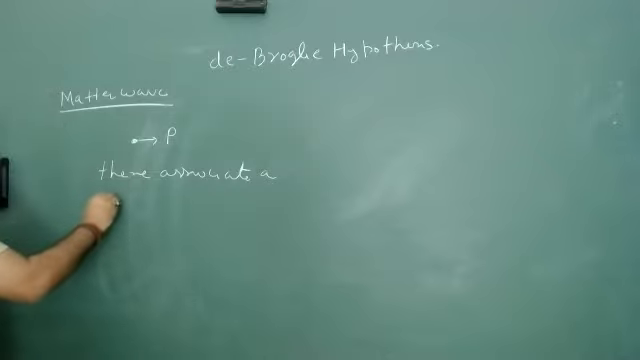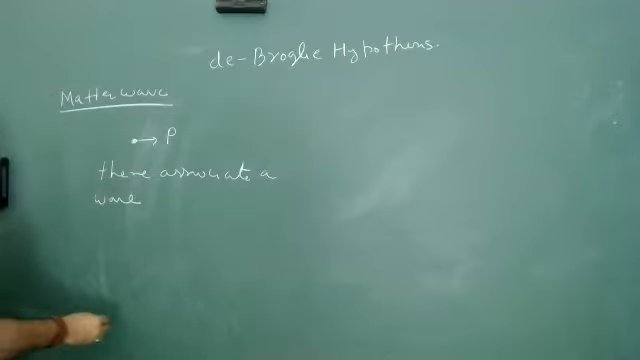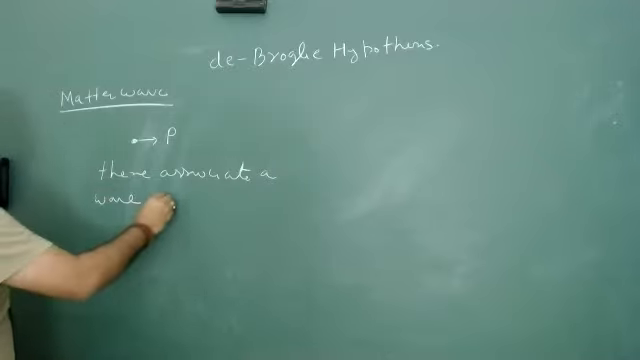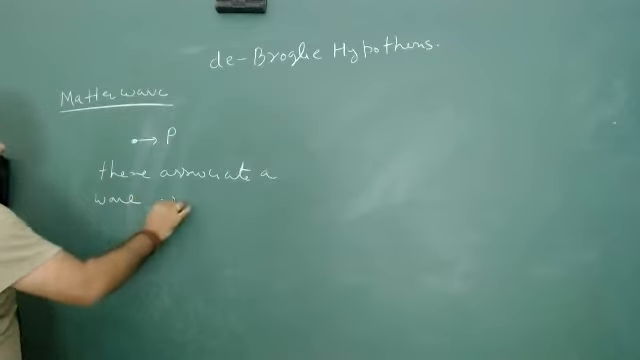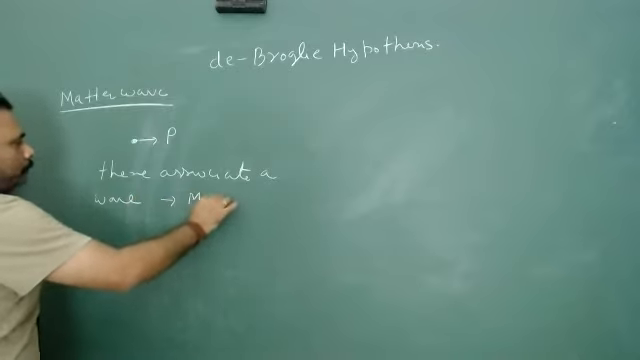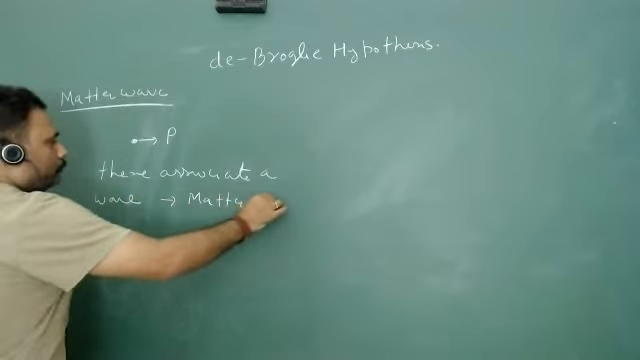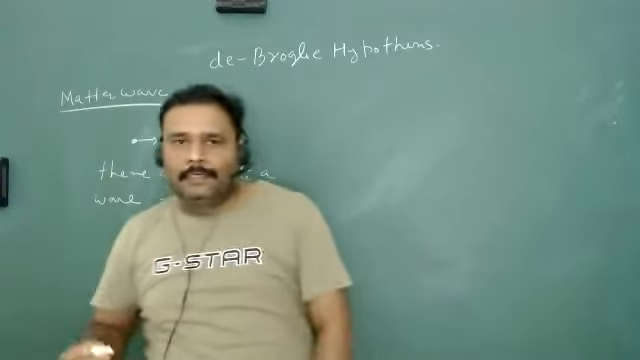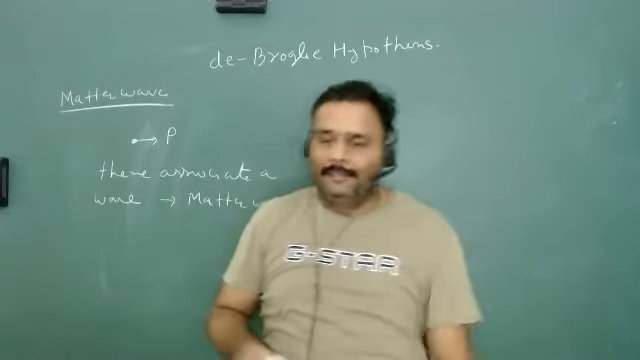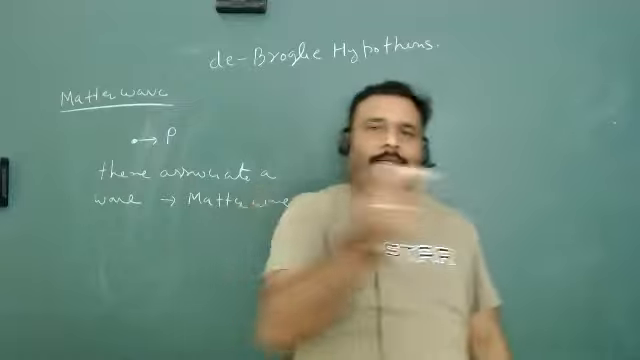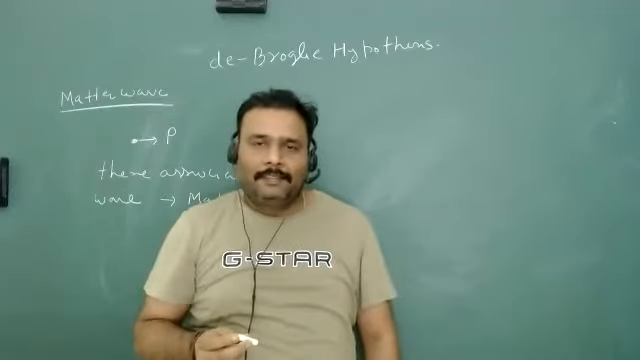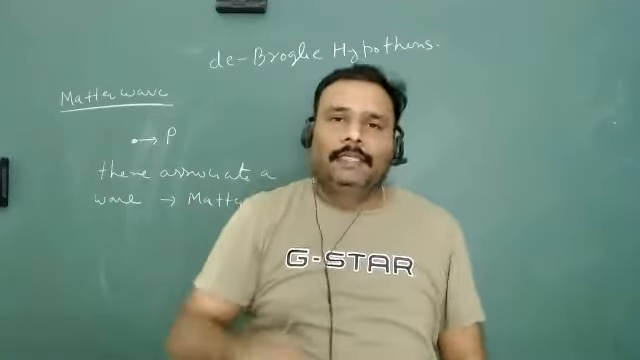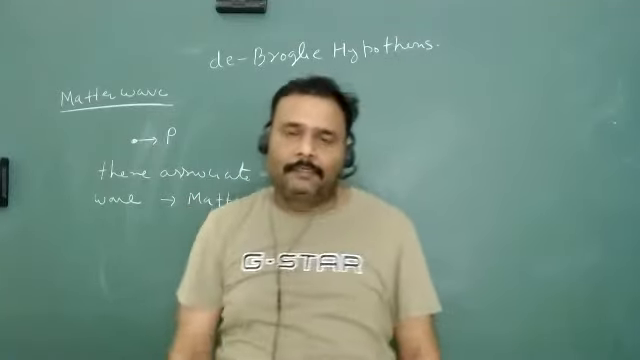They associate a wave, and that wave is known as matter wave. It means if I am moving, there is a wave associated with me. If this chalk is moving, there is a wave associated with it. And if an electron is moving, there is a wave associated with the electron also.